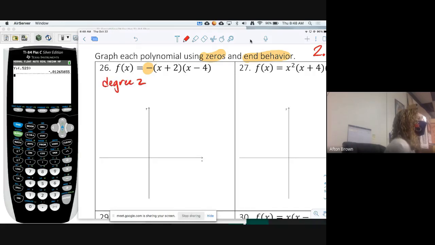So what does that tell us about what the shape of our graph is going to look like? It's going to be going down. That's the negative. What's the 2 tell us? It's an even degree. Okay. It's going to bounce. Good, it's going to bounce.